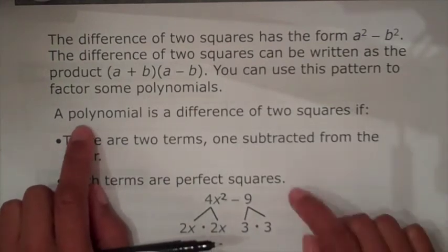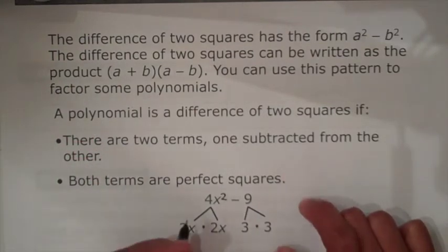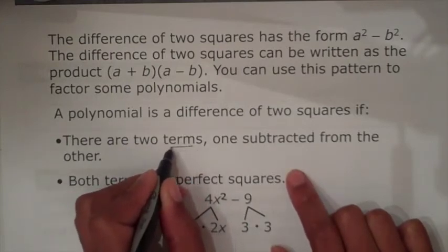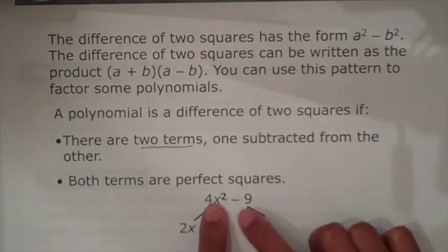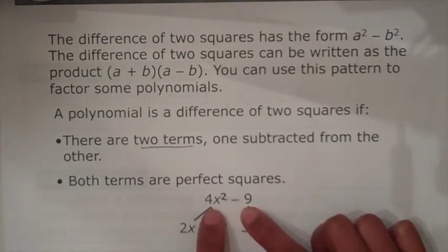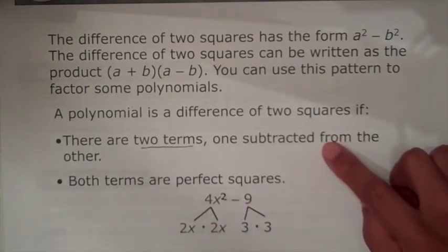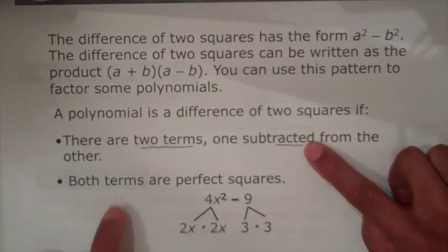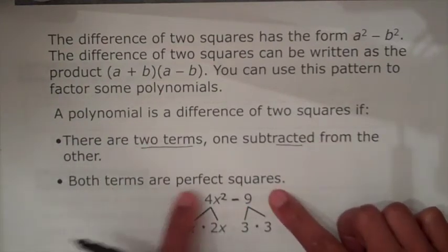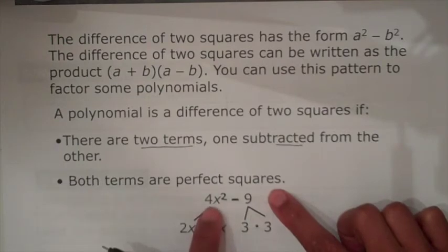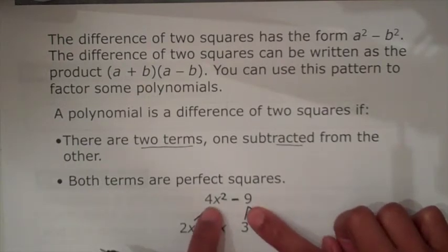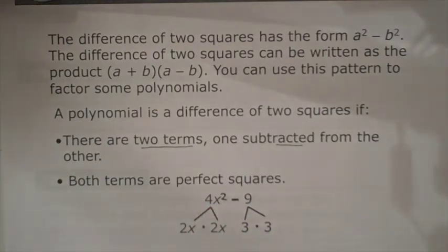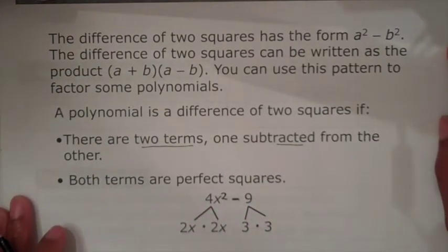So a polynomial is a difference of squares if there are only two terms. Okay, so this is only going to work when we have one thing and another thing. It has to be a binomial, only two terms. And it has to be subtracted. Okay, so we have to see a subtraction sign between the two. This will not work if it's a plus. And the two terms that we have both have to be perfect squares. So in this case, 4 is a perfect square and 9 is a perfect square. Okay, so if those things are true, then you can use this rule to factor as a shortcut.